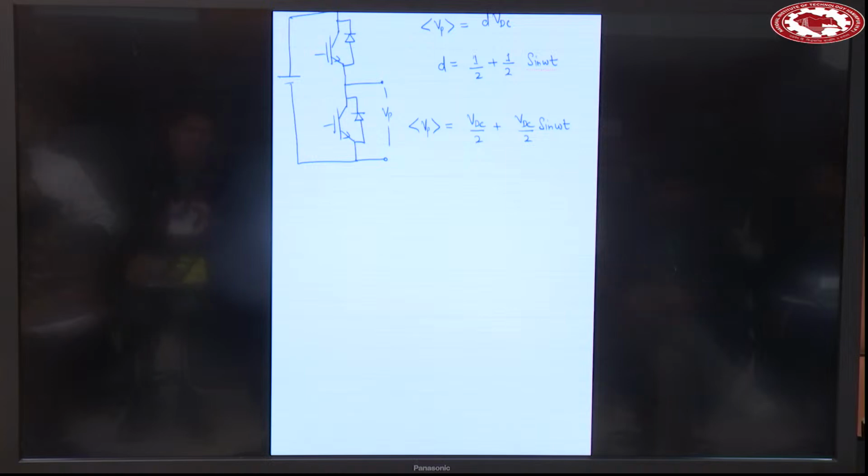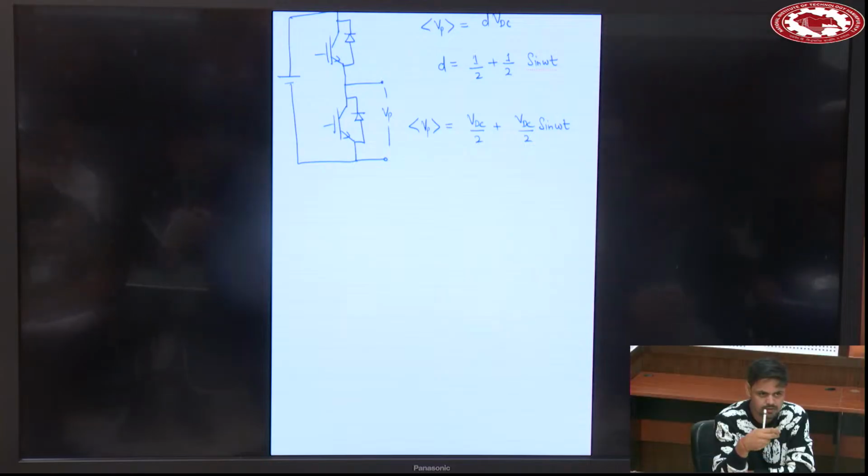Okay, please. Yesterday we have seen that in the half bridge cell, the pole voltage swings between VDC and 0. The average value of the pole voltage can be given as D VDC. If you want to make AC out of this, then you have to modulate D, because D can have a value between 0 and 1. You have to choose D very carefully.